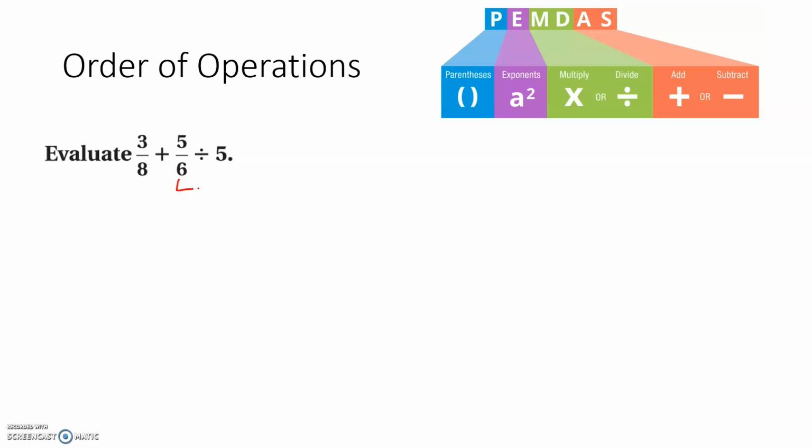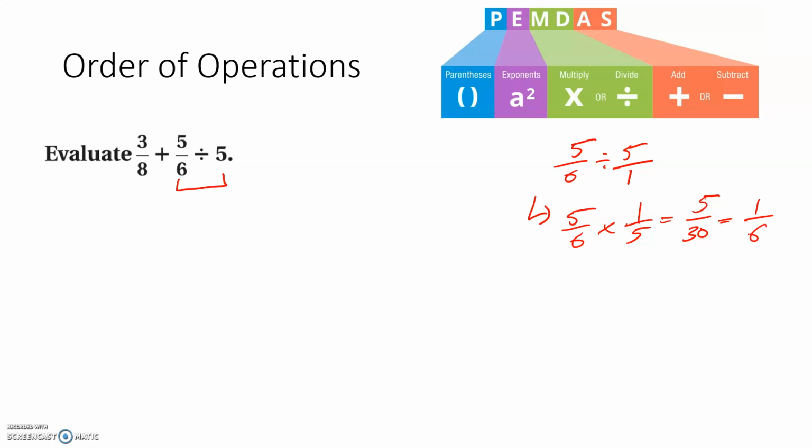So the first thing I need to take care of is that 5/6 divided by 5. I'm going to do that over to the side. 5/6 divided by 5. All right, I'm going to make that into an improper fraction. So that becomes 5/6 times 1/5. And that's going to be 5/30. And if I simplify that, that's going to be 1/6. So now I'm just going to plug this back into my expression.